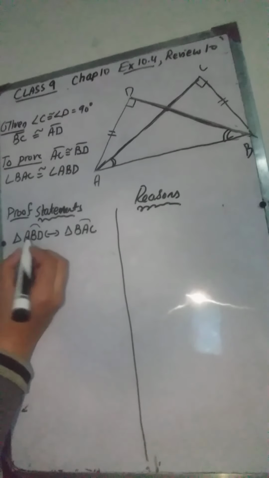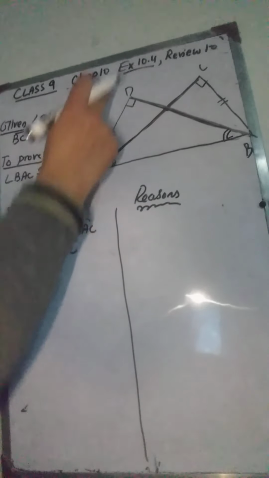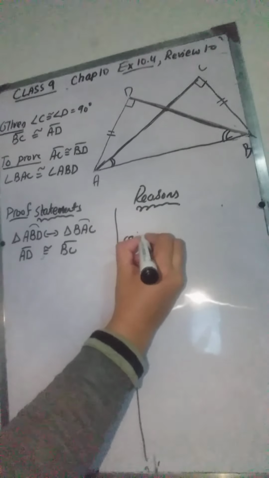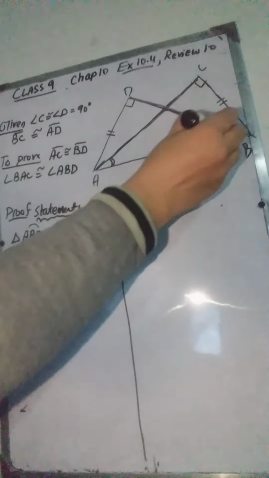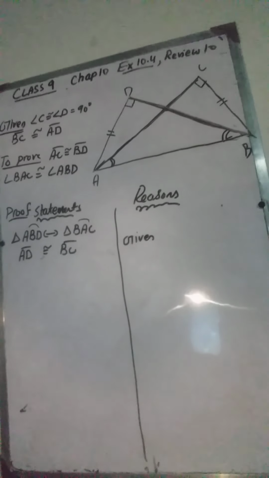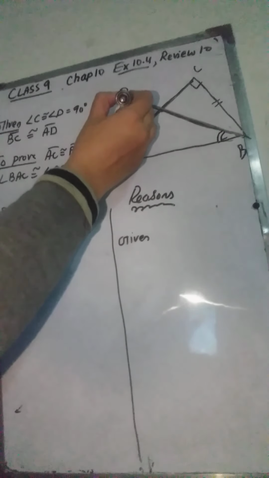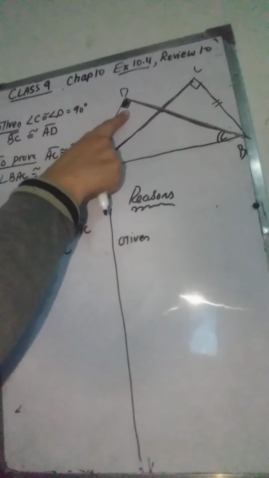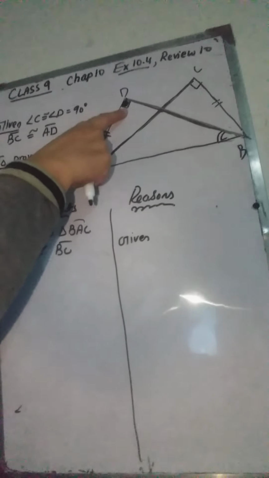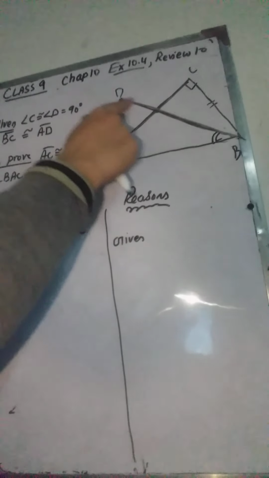So here AD is congruent to BC. This side AD is congruent to BC. This was the side given to us. So we have taken one side of this triangle and one side of this triangle, and both are equal because we are given that BC is congruent to AD. Now if you look closely at these triangles, the 90 degrees angle is at the point D. So the side that is opposite to the vertex D, the 90 degrees, is AB. AB is the hypotenuse of this triangle.